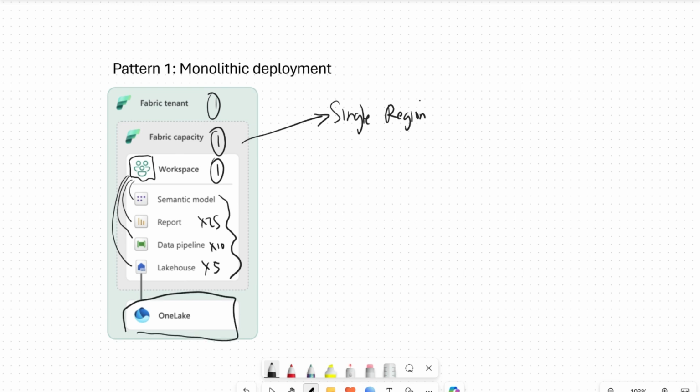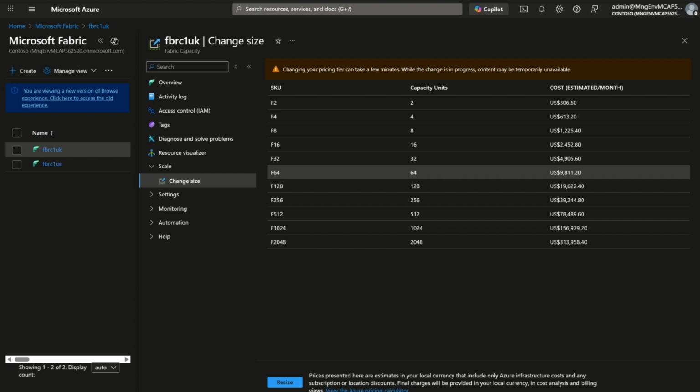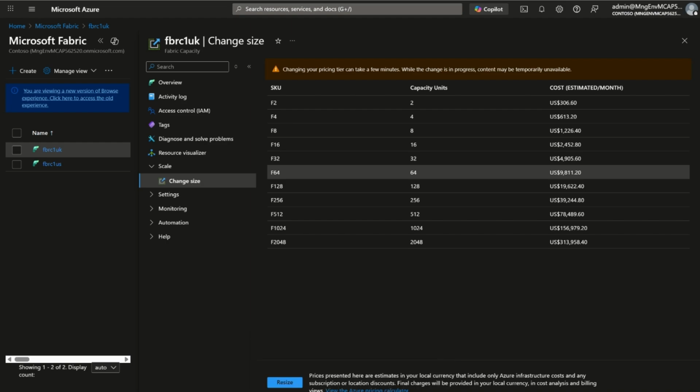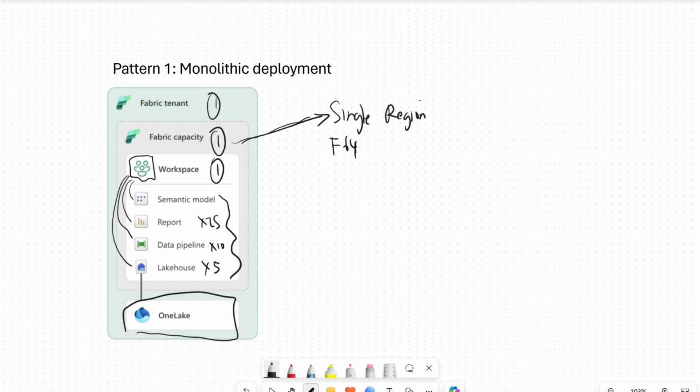Now, remember that in this scenario, you're probably not going to worry about how quick things run because you're going to go one capacity. Unless you really scale that up to like an F64 and above, you wouldn't want to go to what was the other one? F2048. It's just crazy. But in this way, every single one of these items are going to be using that one capacity. So in this case, this might be for a trial for your company.